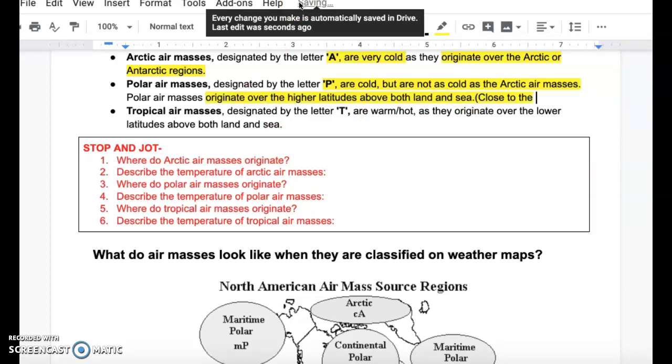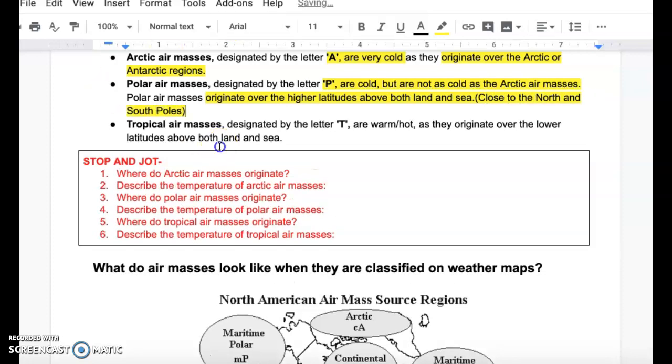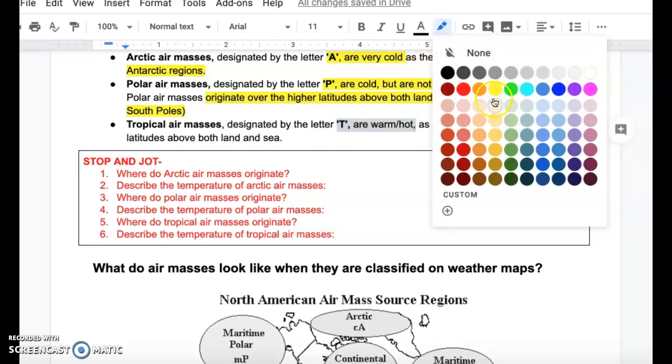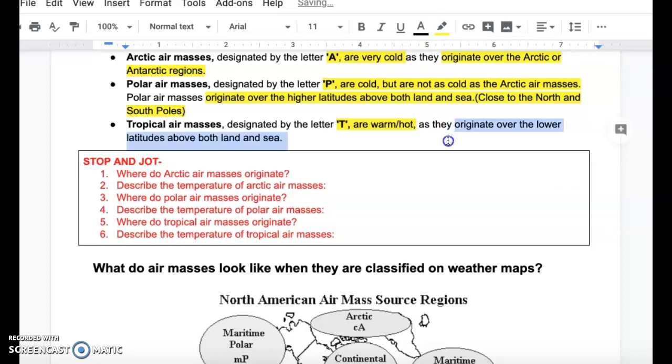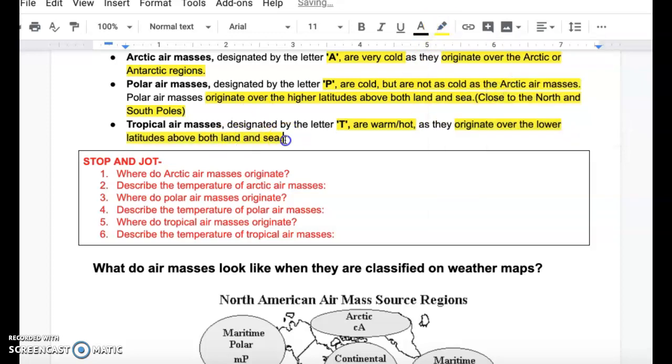Close to the North and South poles. Tropical air masses, designated by the letter T, are warm or hot, and they originate over the lower latitudes above both sea and land. Lower latitudes are closer to the equator.